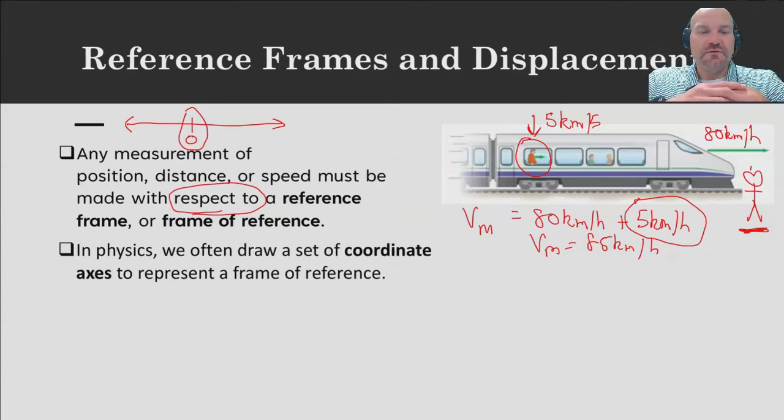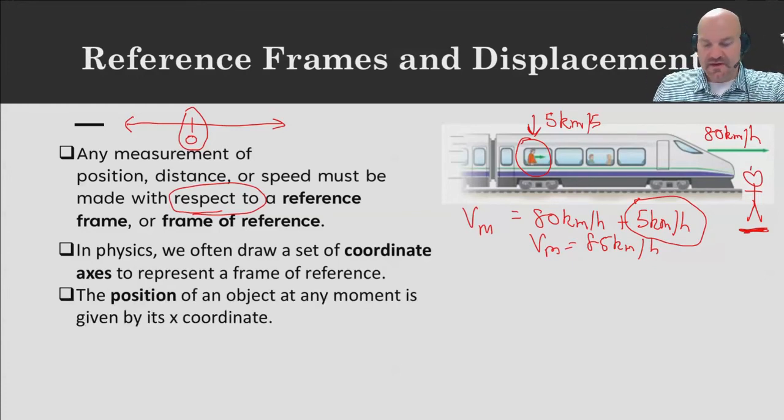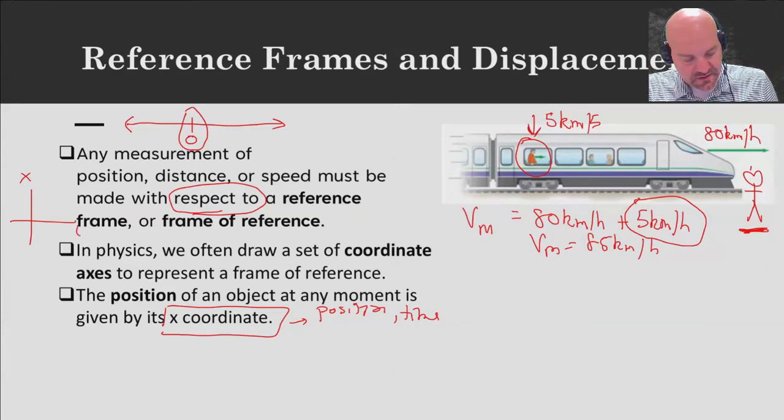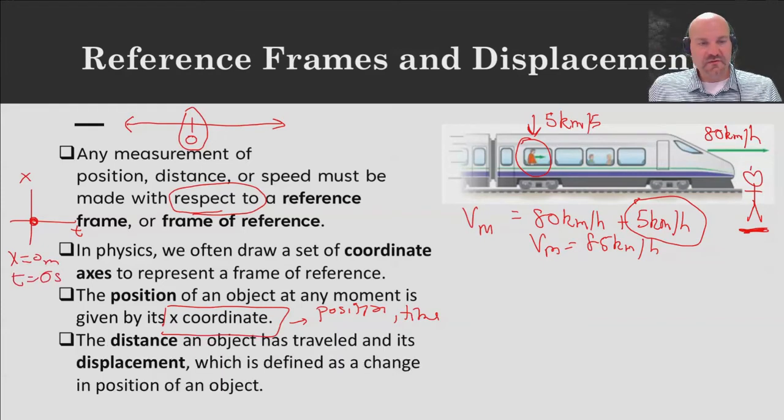Now, in physics, we're going to draw a set of coordinate axes to represent that reference frame, the same thing you see in math. The first real descriptor of motion that we talk about is position. The position of the object at any moment is given by its x coordinate. The x axis could also be time, so if I'm doing a position-time graph, an x-t graph, my origin is going to be x equals 0 meters, t equals 0 seconds.